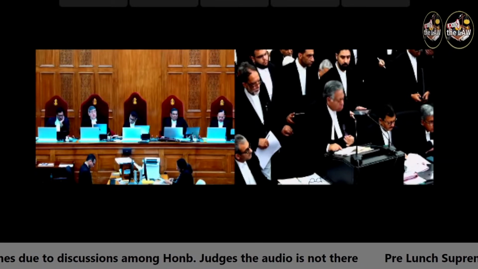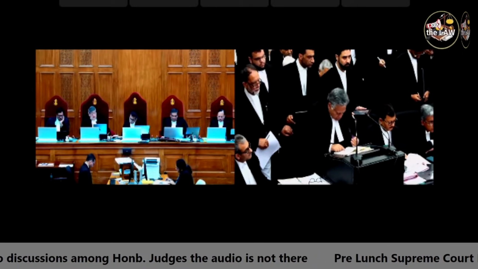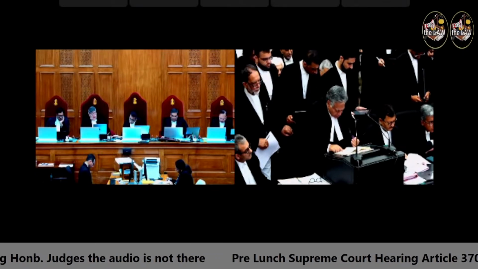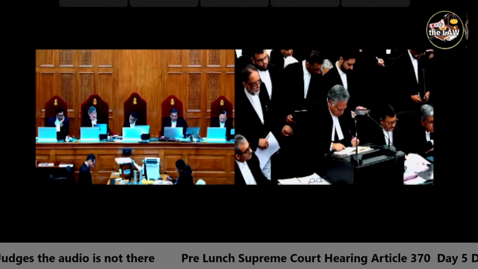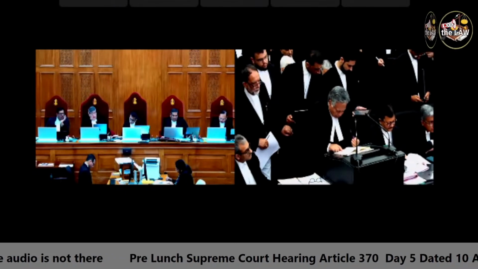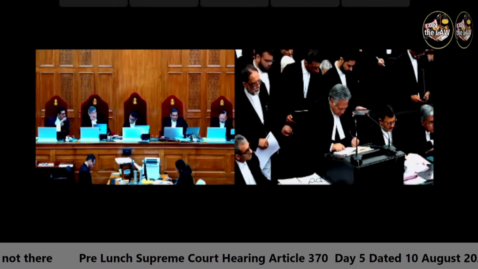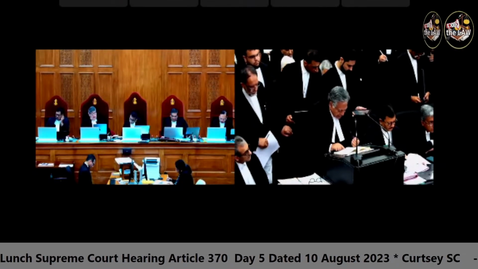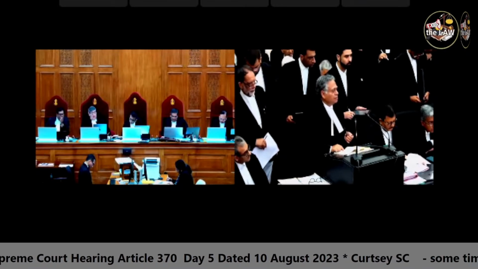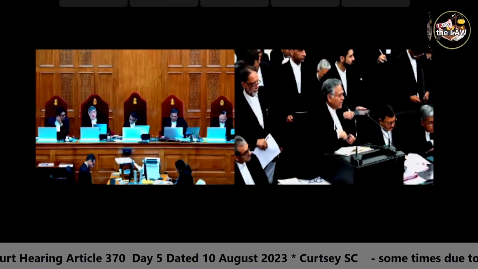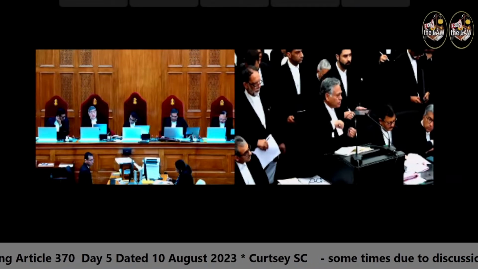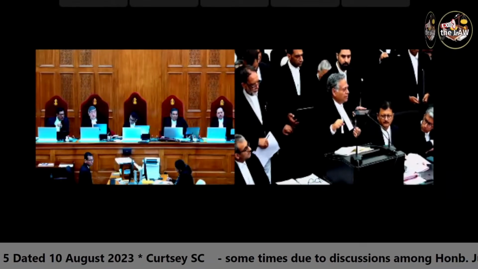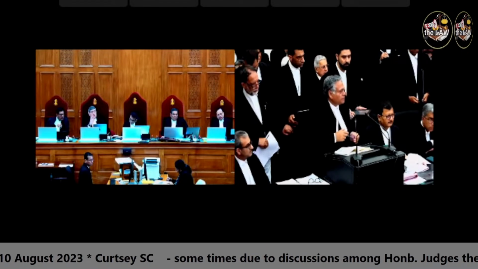And please go back to subclause 3. Notwithstanding anything contained in the foregoing clause of this article, the President may by public notification declare that this article ceases to be operative or shall be operative only with such exceptions and modifications, provided that the recommendation of the Constituent Assembly of the state referred to in clause 2. Today, if your lordships were to direct that we form a Constituent Assembly, my submission would be a little different.